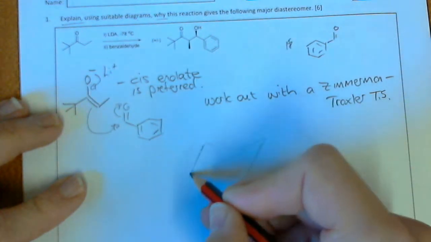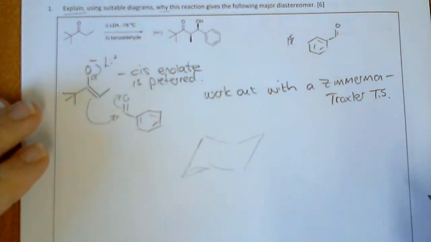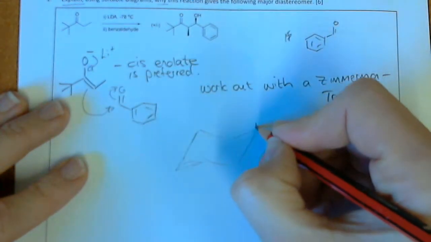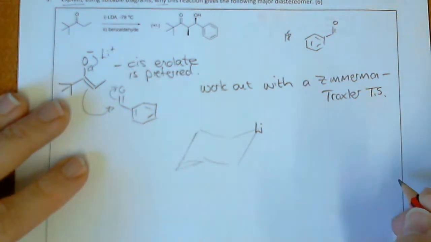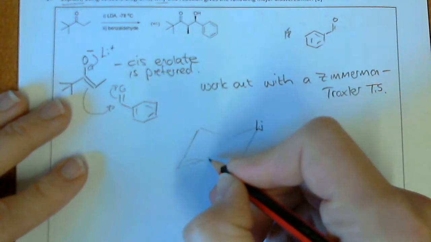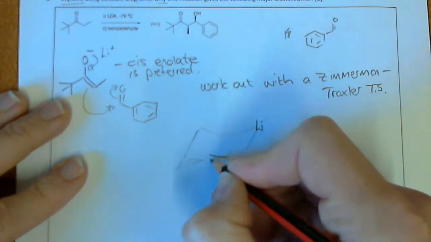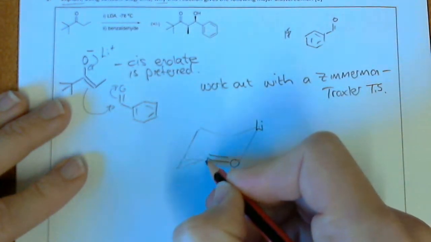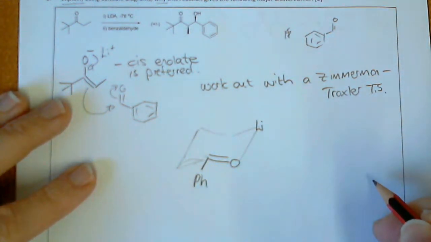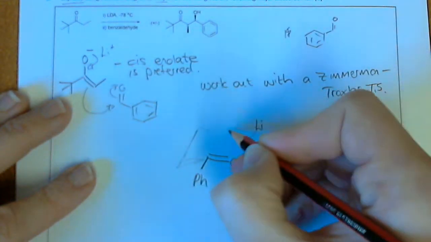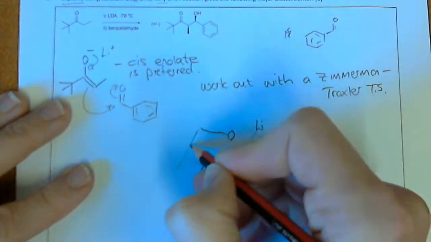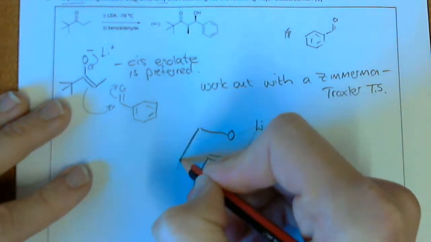All right, and so we need to show that, and to do that, we set up a six-membered ring, just the chair form of that, and then we start putting everything in. I like to put the lithium there, or the boron, or whatever it is for the particular compound we're looking at. This is where the benzaldehyde is going, and we put the phenyl group of benzaldehyde into an equatorial position. And then over here is the enolate, which is a cis enolate.